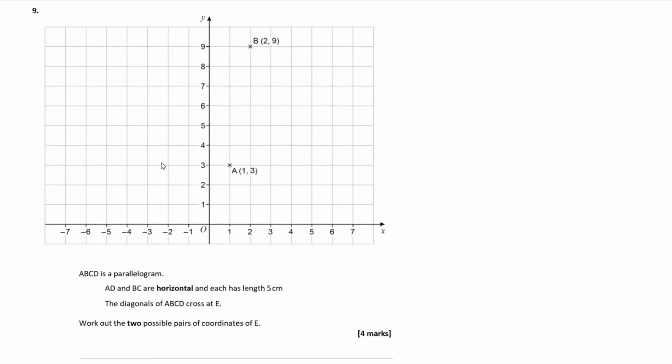Question 9. ABCD is a parallelogram. AD and BC are horizontal and have length 5 centimeters. The diagonals of ABCD cross at E.